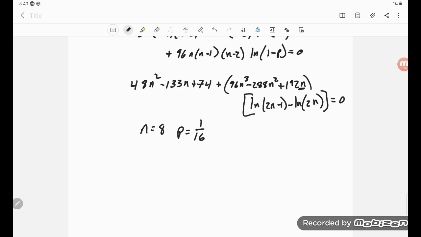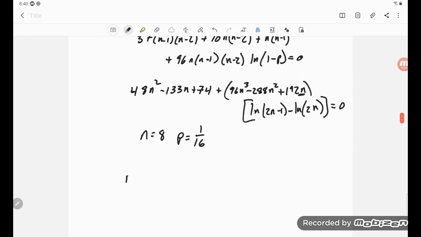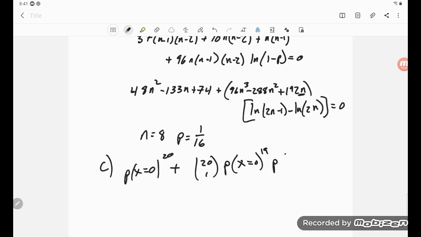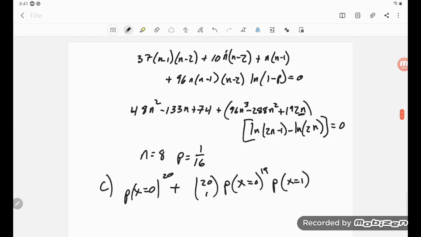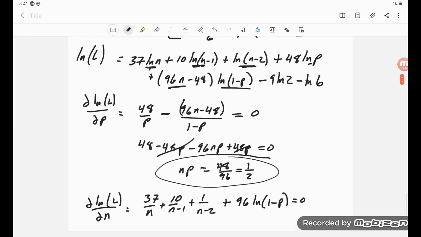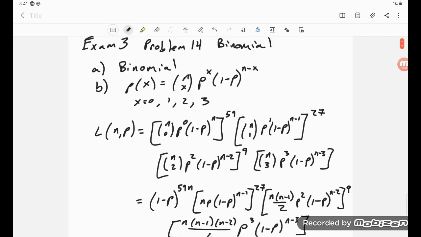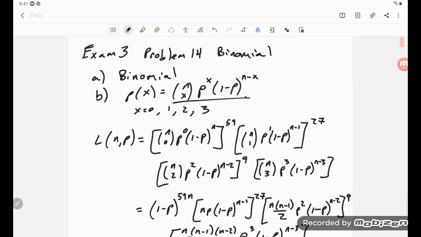Just that, with this binomial, we would need to compute the probability of x equals 0 and raise that to the 20th. And so this is part C, and then plus 20 choose 1 times the probability that x equals 0 to the 19th, and times the probability that x equals 1, and determine what those are.